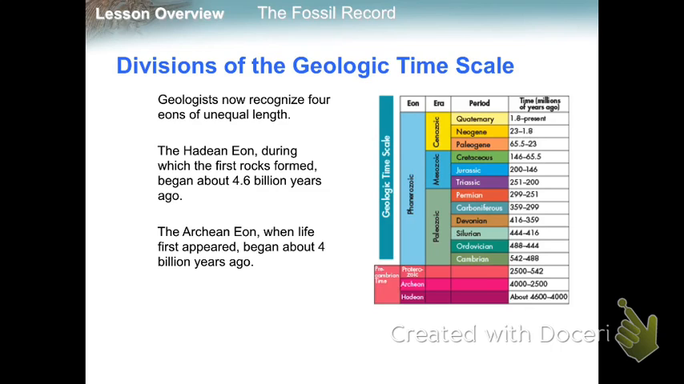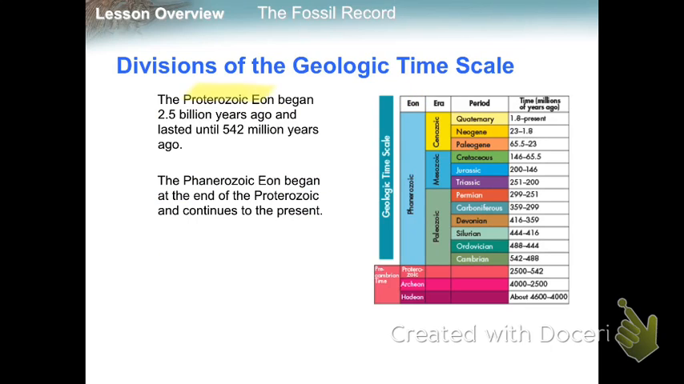There are 4 eons. That's the widest time schedule right here, of unequal length. You have the Hadean eon down at the bottom, which is when the Earth began, or when they think the Earth began, about 4.6 billion years ago. The Archean, when life first appeared, began about 4 billion years ago. Proterozoic eon, 2.5 billion years ago, and lasted until 542 million years ago. So that's a really big jump. And the Phanerozoic eon continues to the present. So that's a huge wide band here.